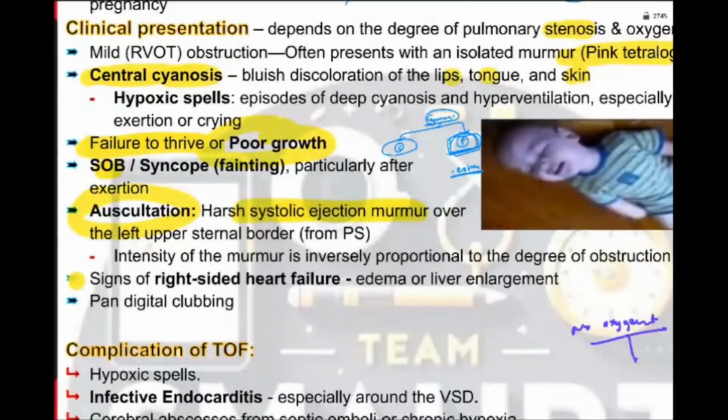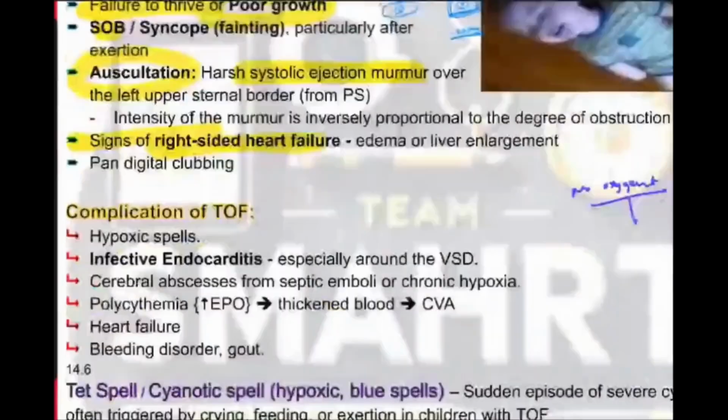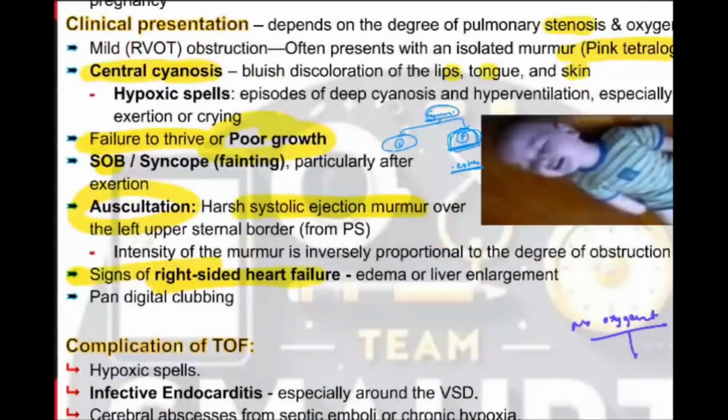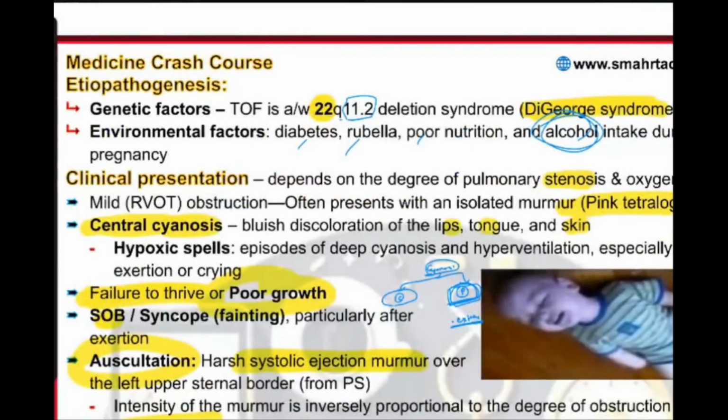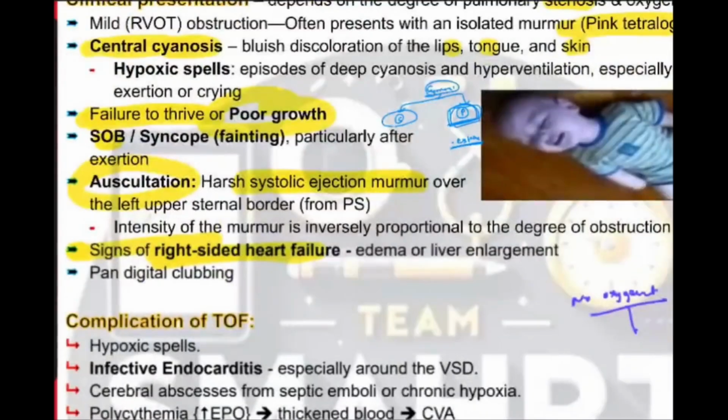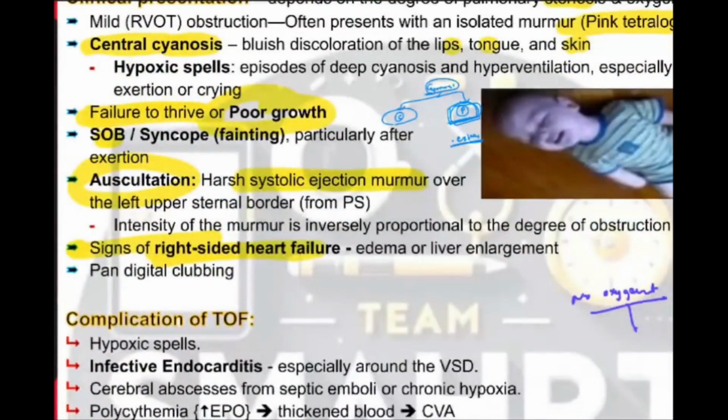Okay, and then in severe cases, signs of right-sided heart failure, because it is a right-sided pathology. Okay, right-sided heart, right-sided pathology, cyanotic congenital heart diseases. Everybody understood, no? The clinical presentation of TOF. Anybody not able to follow? You can type in the chat box.